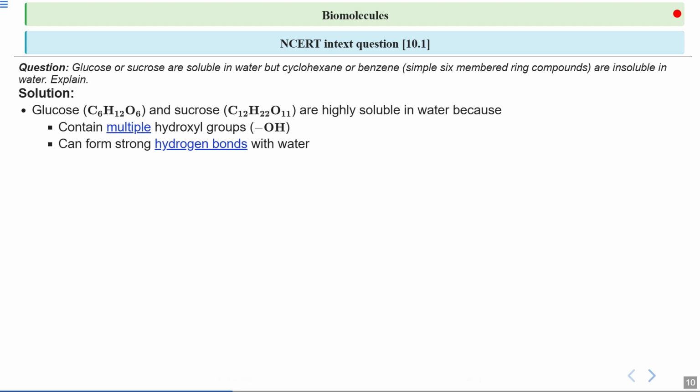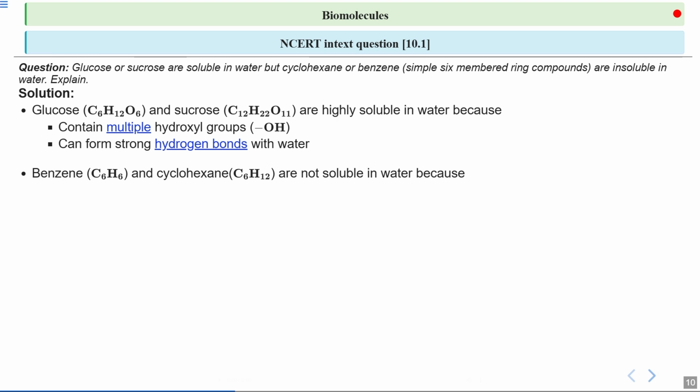Next, because of these hydroxyl groups, glucose and sucrose can form strong hydrogen bonds with water. So if I talk about hydrogen bonding, it is a special interaction between molecules that have hydrogen attached to electronegative atoms, okay, like oxygen. So this makes it easy for these sugars to mix and dissolve in water.